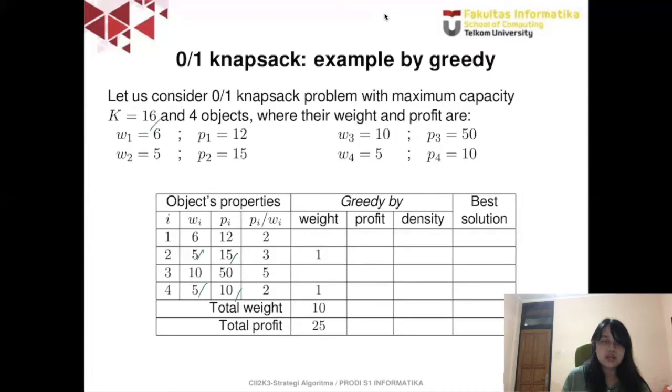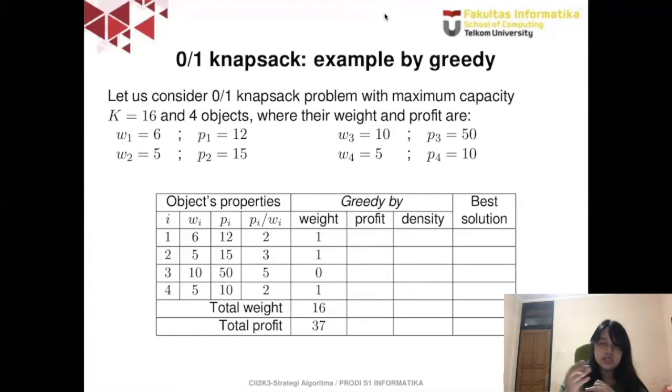So next I check the lightest object again, and this is the next one, which is still feasible. So I choose that object in the next step so that I have the total weight of 16 and also total profit of 37. I don't have any remaining capacity left, so of course I don't choose anything afterwards. So we have a solution that uses the greedy by weight method.